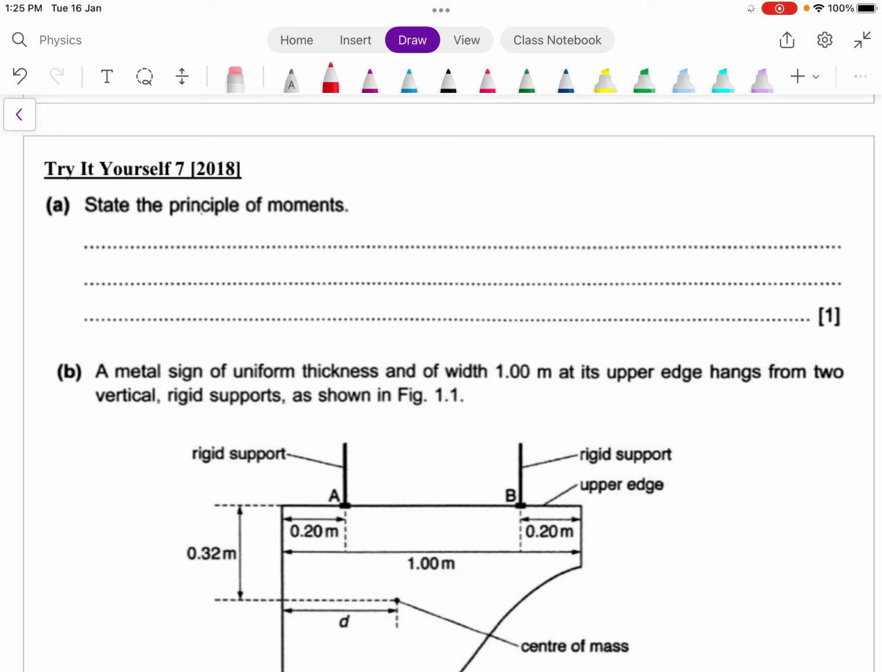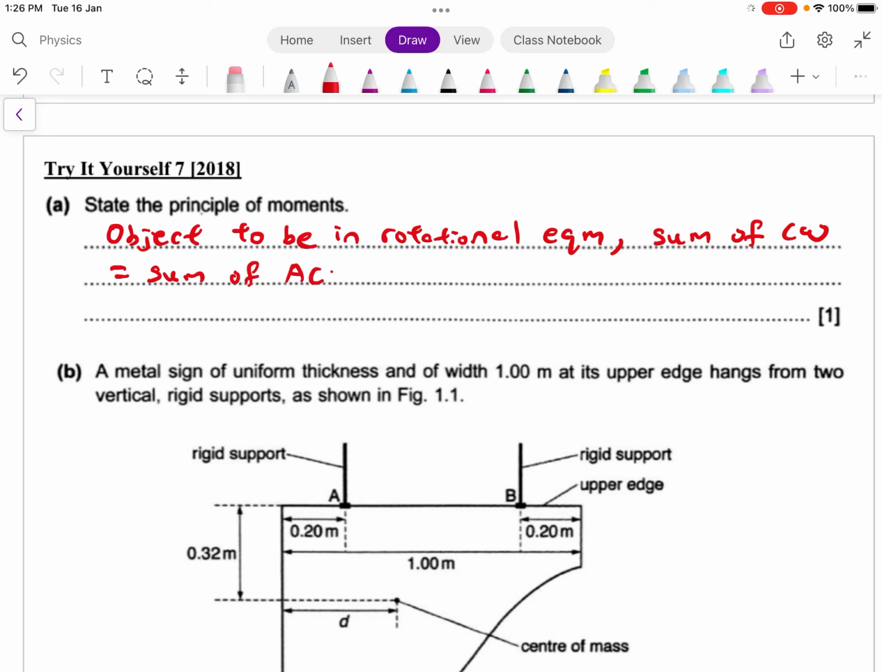So for an object to be in rotational equilibrium, the sum of clockwise moments must be equal to the sum of anti-clockwise moments about a pivot at any point. Alright, so that's the first part.